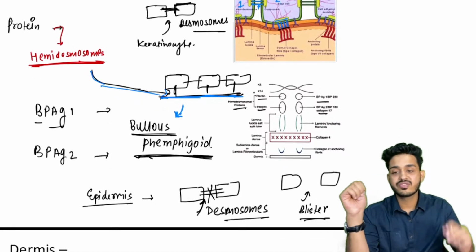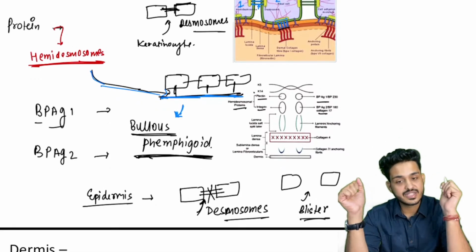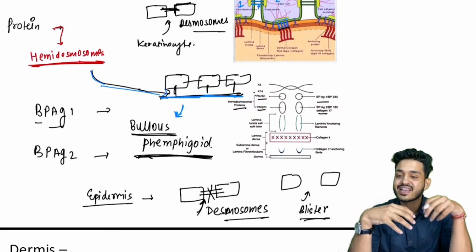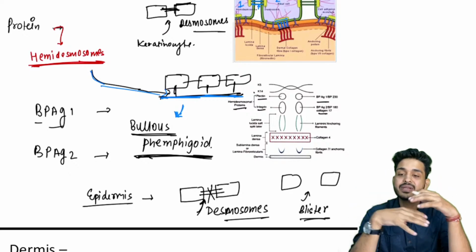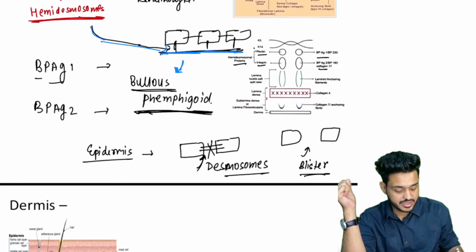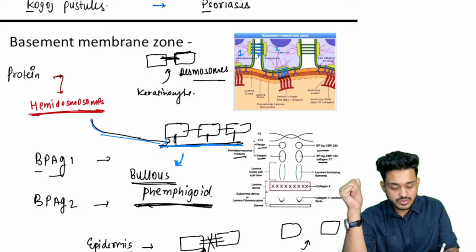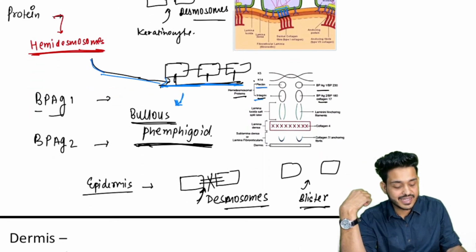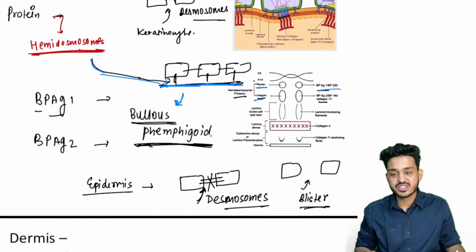Okay, did you understand the difference between the two? The first one is pemphigus. In pemphigus, there will be a defect in the desmosomes. Okay, the second one is your bullous pemphigoid, there will be a defect in the BPAG gene. Okay, next one, so this is your basement membrane zone. Okay, these are the things: plectin, integrin, BPAG1 and BPAG2.